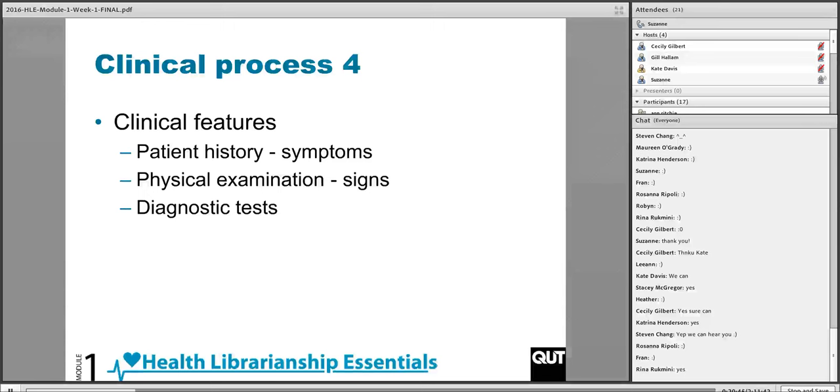Secondly, the GP will do a physical examination looking for signs of illness. For example, they'll take the patient's temperature to see if they have a fever. They'll examine the patient's skin to see if they have a rash, and if so, what it looks like. And they may progress to ordering some diagnostic tests, such as x-rays, or in the case of measles, this would be a blood test.